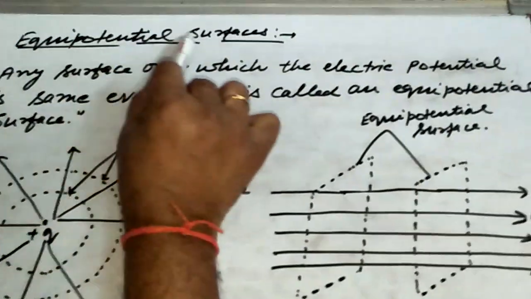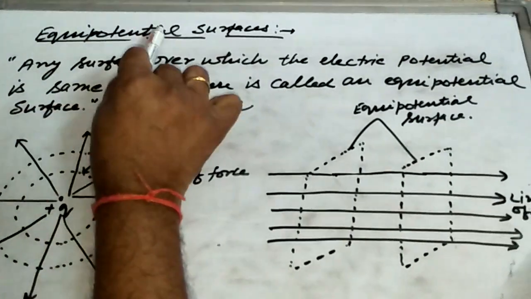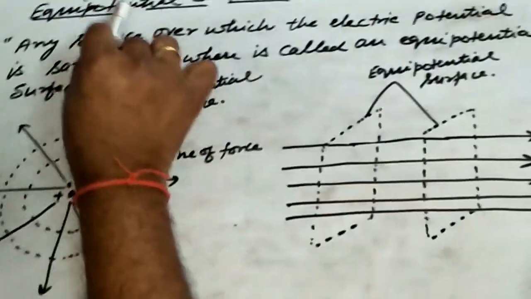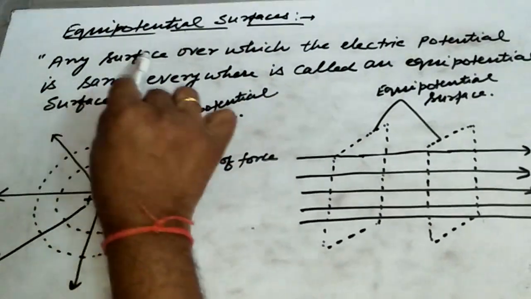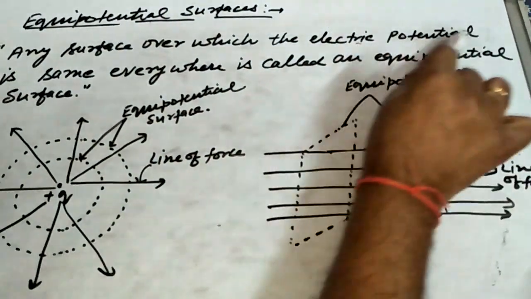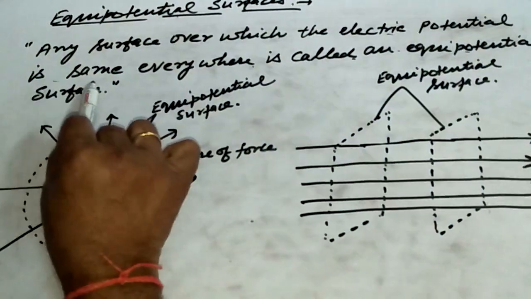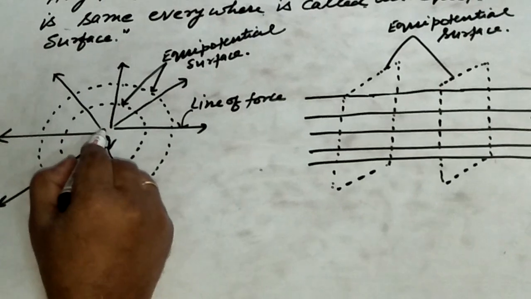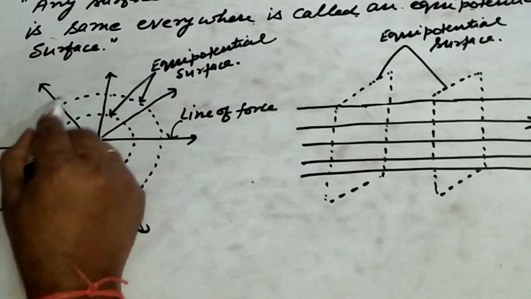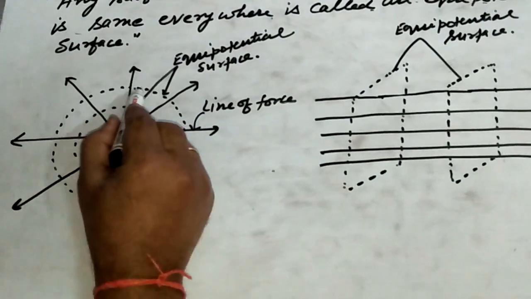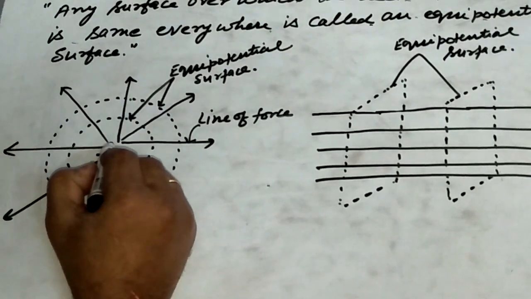Now the next topic is equipotential surfaces. As is clear from its name, equipotential means any place where the potential remains the same. So you can define an equipotential surface as any surface over which the electric potential is the same everywhere. Suppose Q is a point charge, and when we draw a concentric spherical surface around it, then for any point on this concentric spherical surface, the distance from plus Q remains the same.